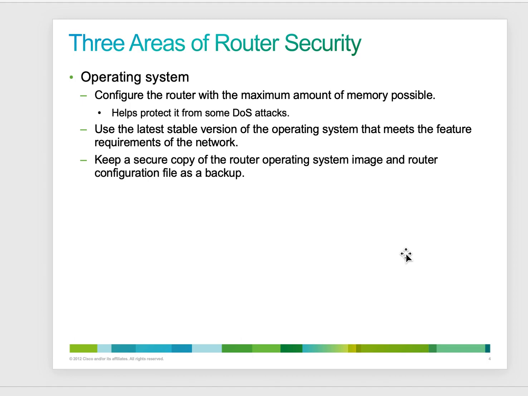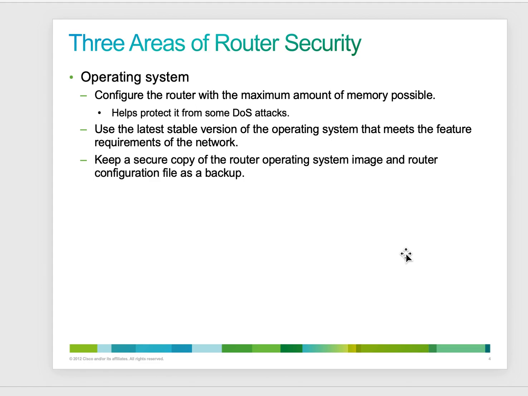To secure the operating system, the first thing to do is to configure the router with the maximum amount of memory that it can take. You do this so that you don't have a system failure or a backup failure or whatever you are doing with the router. This will help to protect it from some denial of service attack. When you increase the memory of the router, it helps to reduce the chances of a denial of service attack.